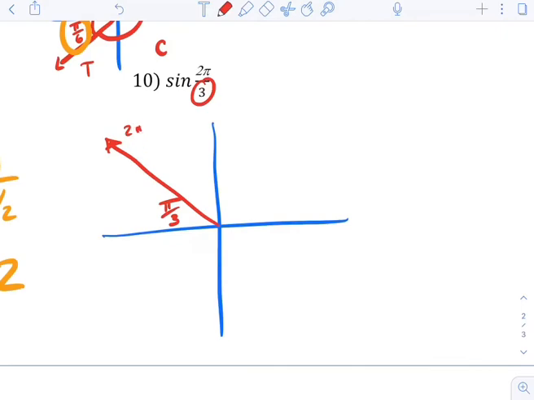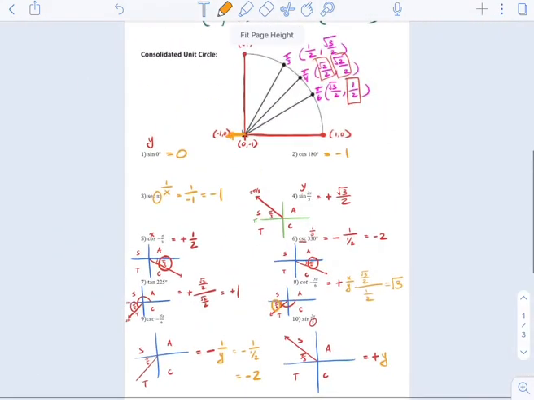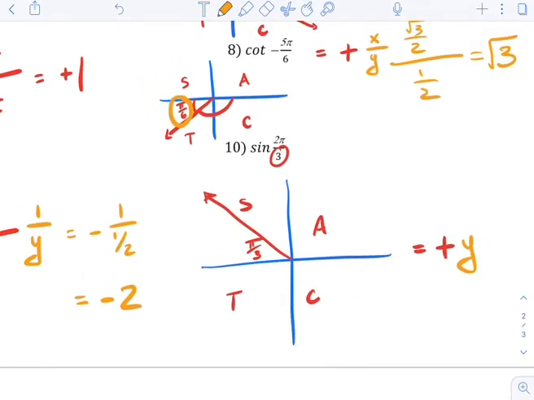Regardless, I'm looking for sine, so I'm looking for CAST. Sine is positive in that quadrant. We're looking for sine, so our answer is going to be positive something. Sine are the y values, so I'm looking for the y values for pi over 3. So I'm going to go up to pi over 3 and see what the y value is. I see that it's root 3 over 2. So I'm going to put that in. That's going to be my answer. Positive root 3 over 2. That's the exact value of sine 2 pi over 3.